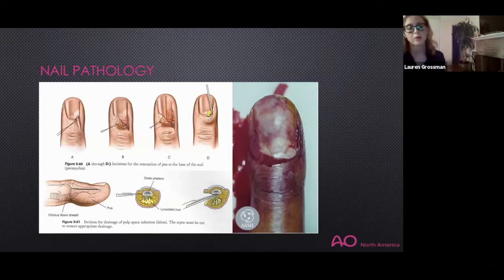On the bottom portion, we see here a schematic on how to drain a felon. The incision is a mid-lateral incision. It's dorsal to your neurovascular bundle after it has already branched. But what's important to note is volar is where your pus is. So you go volar to your distal phalanx and you break up your septae in order to drain your pus in the area. And you'll learn more about these next week in hand infections.